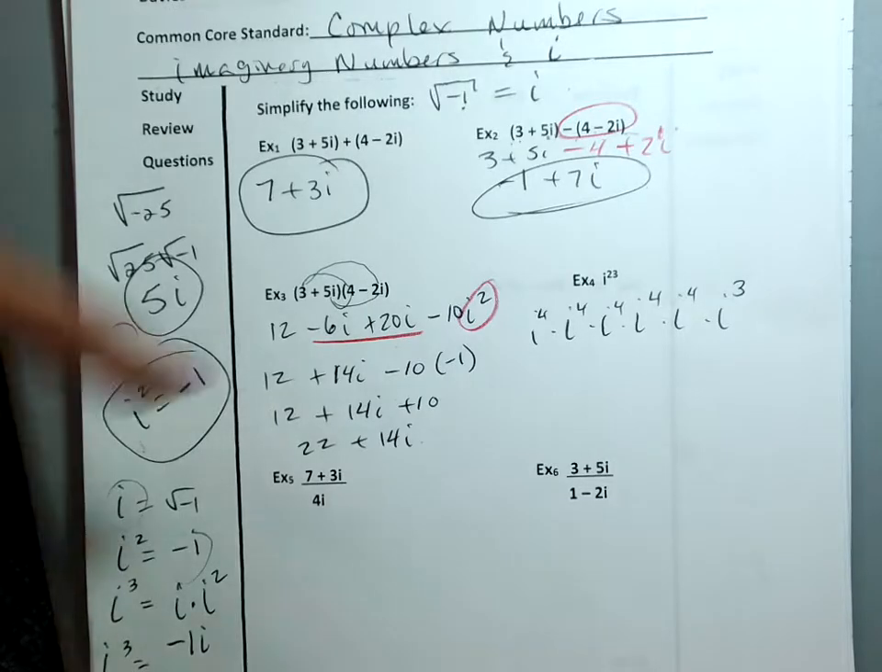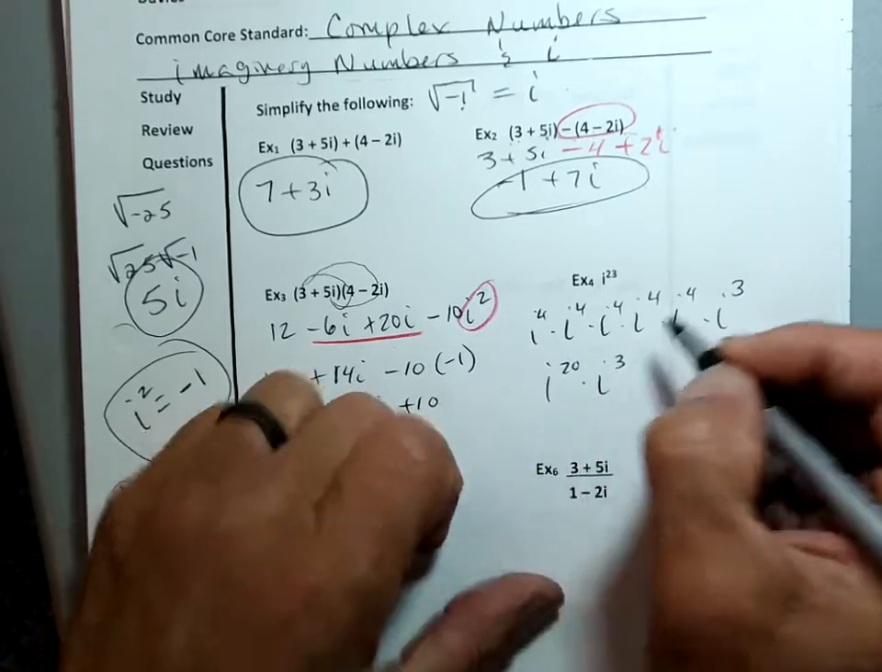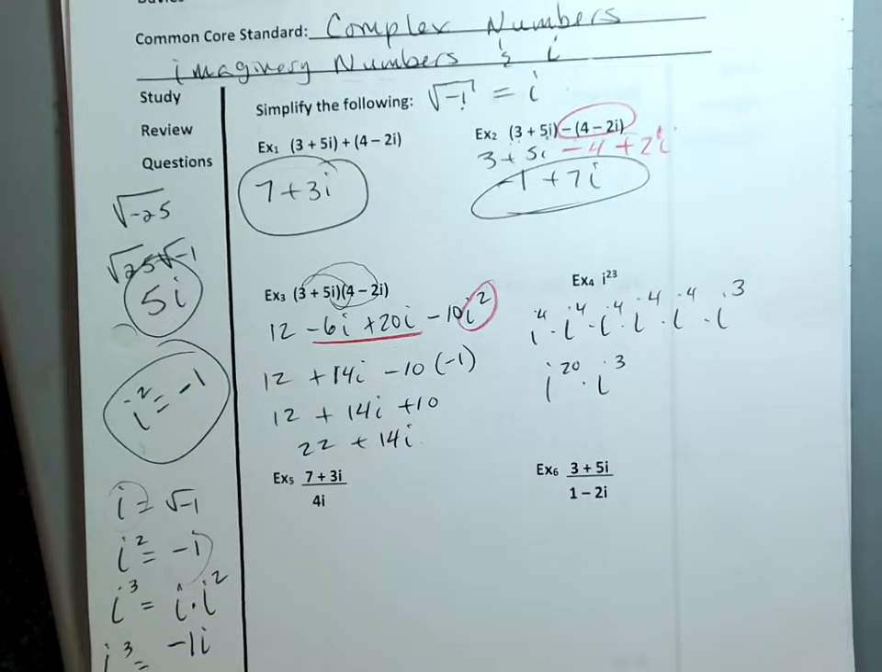This is kind of a pain. Why don't we just write this instead as i to the 20th times i to the 3rd? Isn't that a faster way to do it? i to the 20th is 1 because it's a multiple of 4. We can show it because it's 1 times 1 times 1 times 1 times 1. i to the 4th is 1, so the answer is i to the 3rd, which is negative i. Okay?